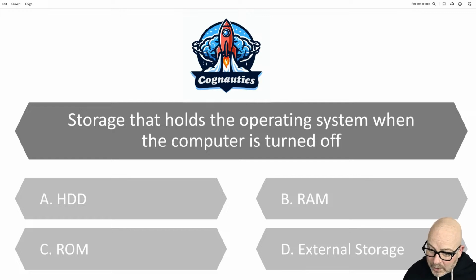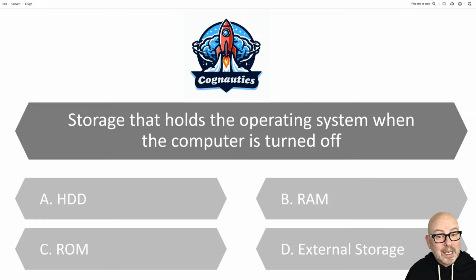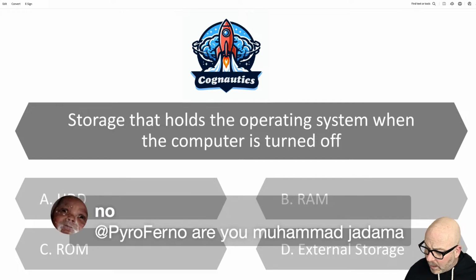When you turn your computer off, your operating system is stored on your hard drive. And when you start your computer, ROM checks to make sure that the OS can be loaded. And then ROM loads your OS from secondary storage into RAM. Really good. I'm glad. Oh, hello, Pyro Ferno. No, it wasn't the answer, but yeah, there we are. So, right, next.